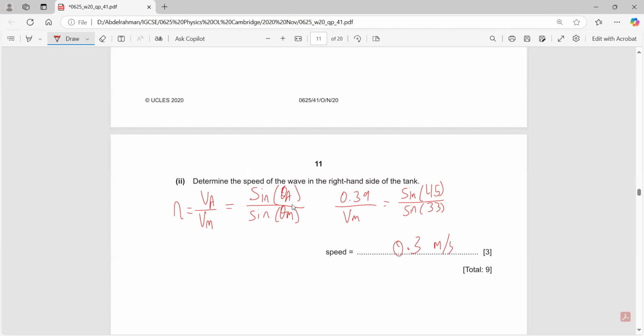I just cross multiplied. Can I find the refractive index and then use it to find the speed? Yes, you can do that. So the final speed in the medium would be 0.3. How do I know that this is the correct answer? Because the speed is less than the initial speed. The initial speed was 0.39, and 0.3 is less than 0.39, so we are on the right track.